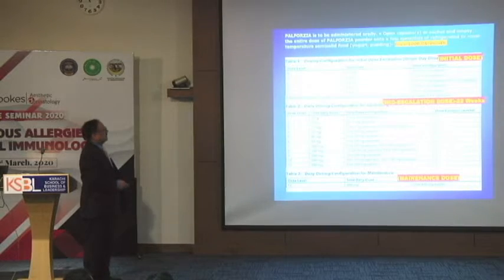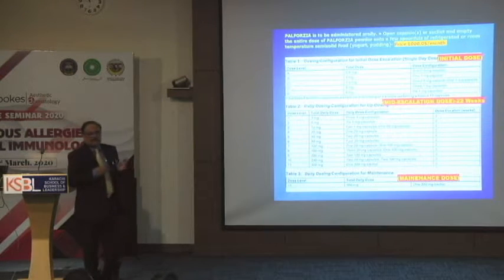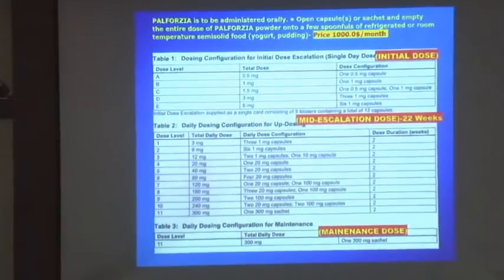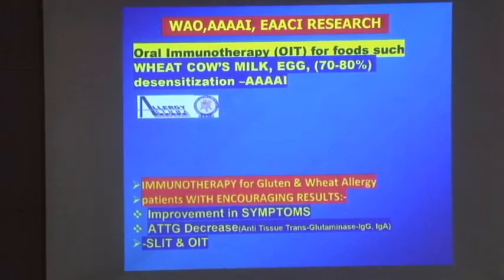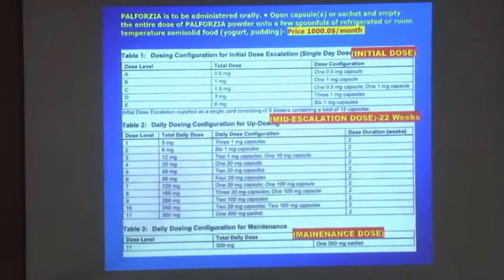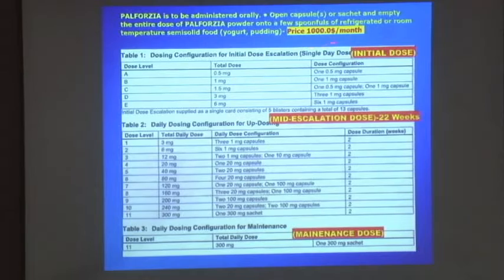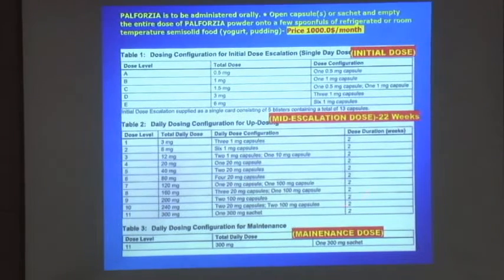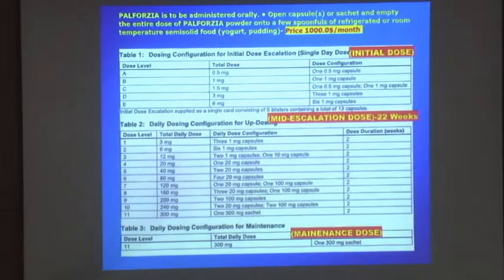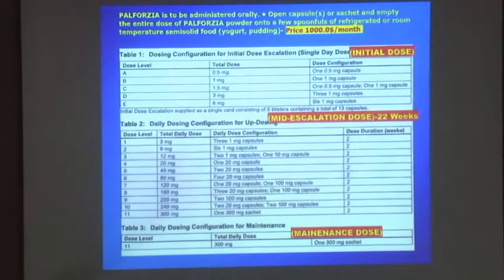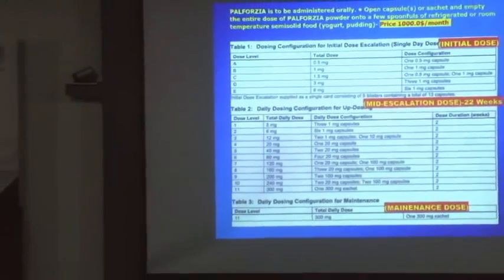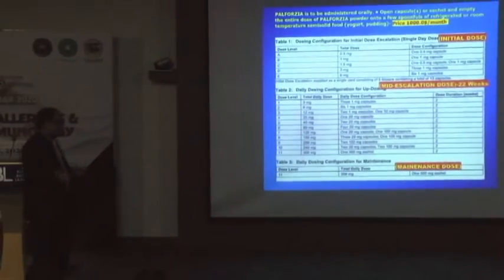Firstly, it is sold in the form of capsules and sachets. There is an initial escalation dose, mid-escalation dose, and maintenance dose. The capsules in the initial escalation, these 5 doses, have to be given in one single day, the first day of the start of the treatment.